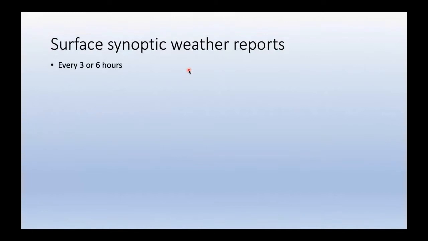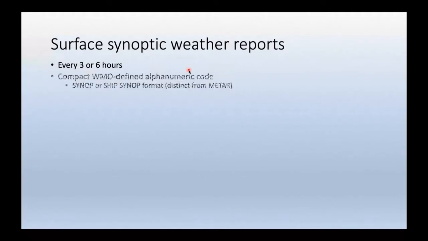Now, just to orient you, if you haven't really been exposed to synoptic weather reports before, they are generally made available every 3 or 6 hours, unlike METAR reports, which are every hour, usually unless there are special observations associated with changing visibility and so on. Some stations only report every 6 hours, others report every 3 hours.